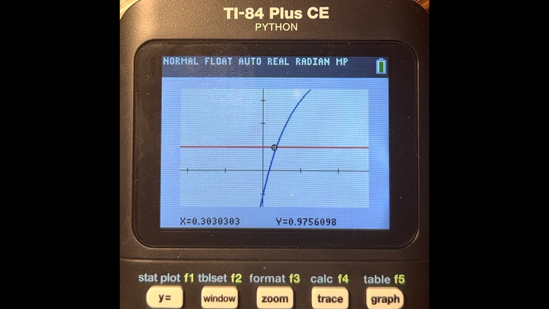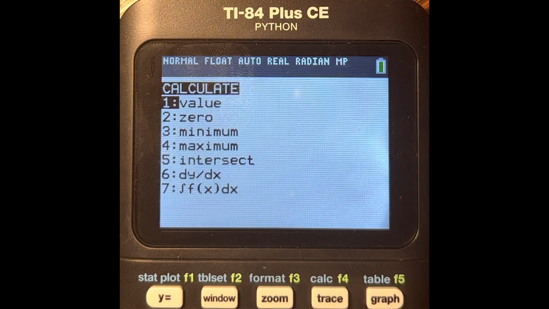So how are we going to calculate that intersection point? See the blue calculate button right there? We're going to hit it. So second, calculate. And we want to calculate the intersection point. So we're going to go down to number 5.